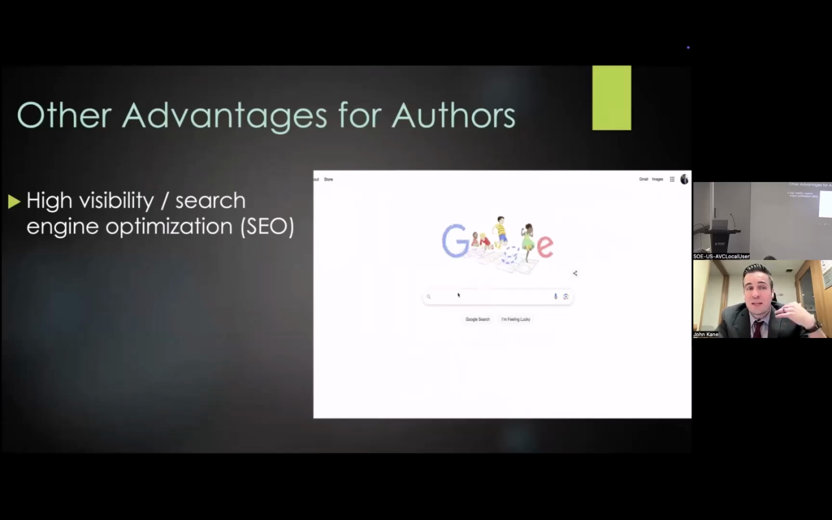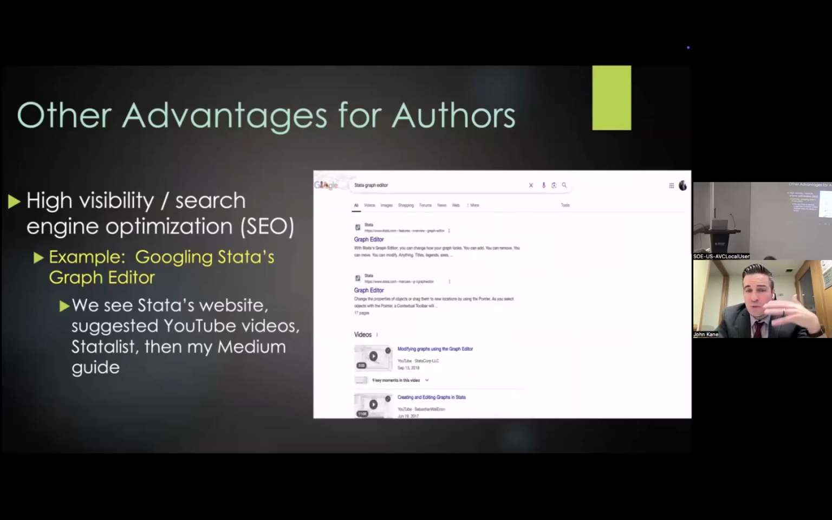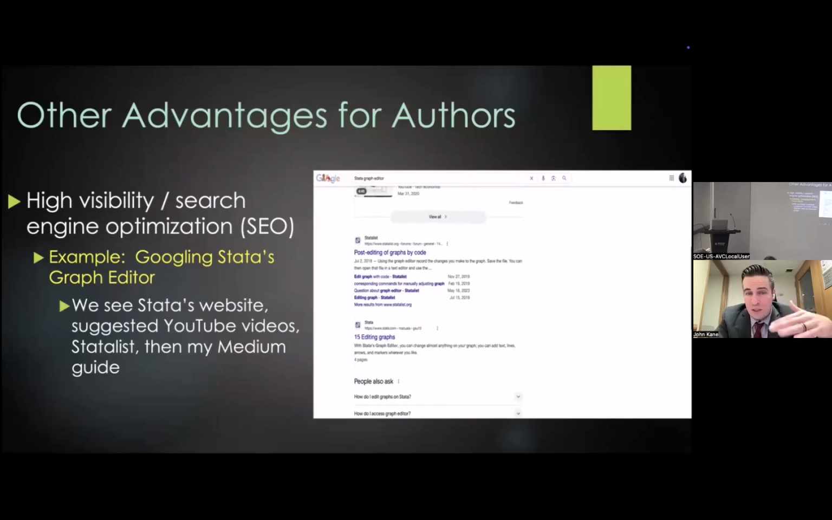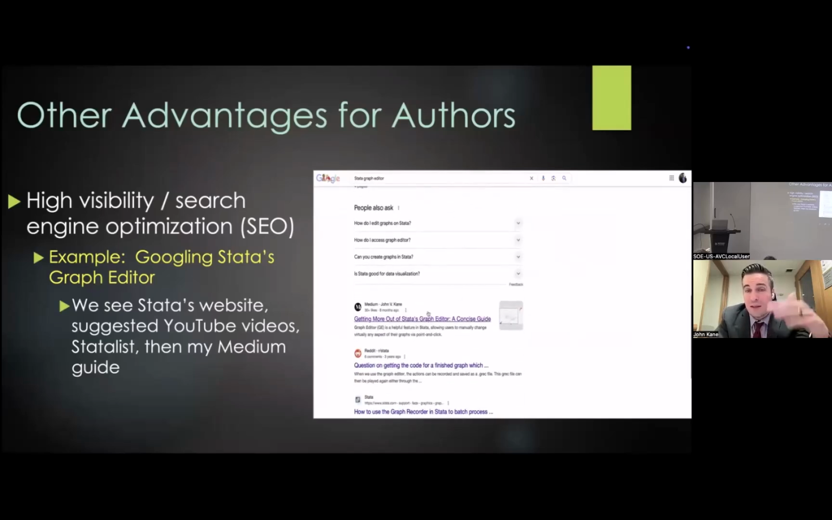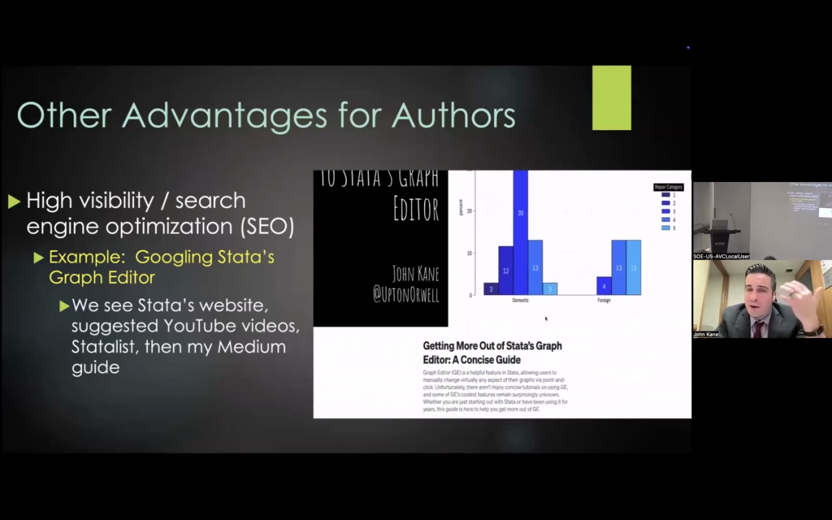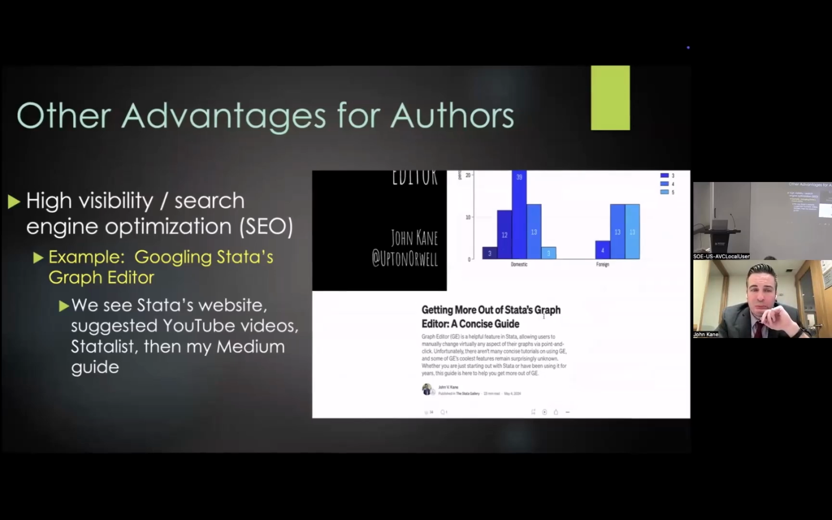Some other advantages, right? Very highly visible. So in terms of search engine optimization, it's very discoverable again because Medium has this huge platform, right? So for example, I wrote a guide on Graph Editor. So if you just Google Stata Graph Editor, you'll first see Stata's own website. You'll see some YouTube videos, then Statalist. And right after that is my article on Medium, right? So very easily discoverable, again owing to Medium's just huge platform.